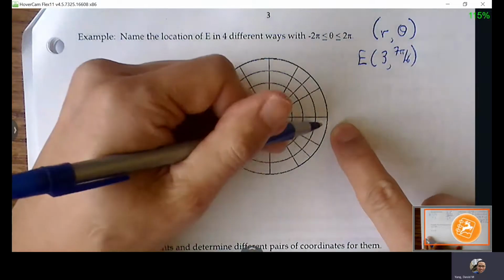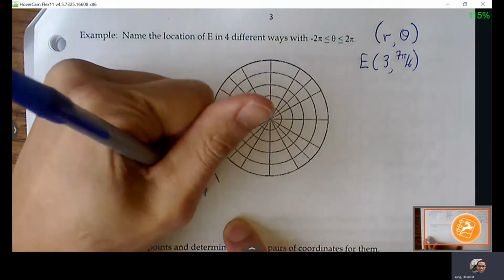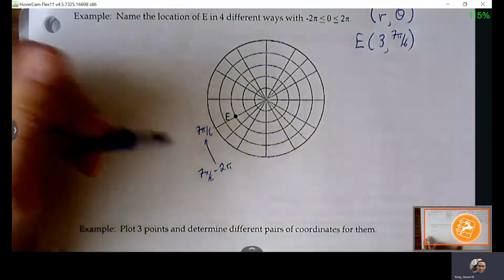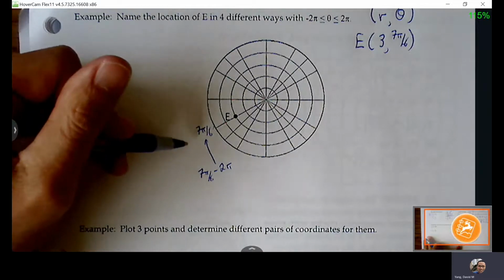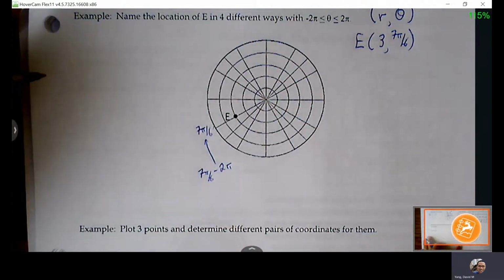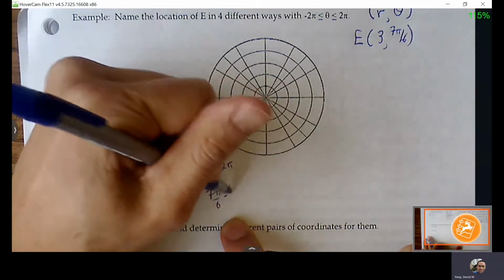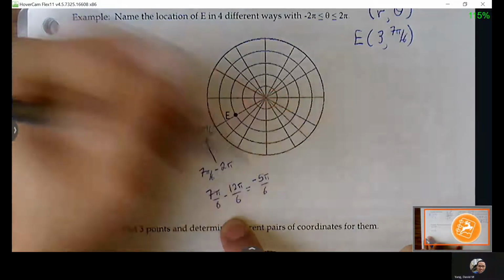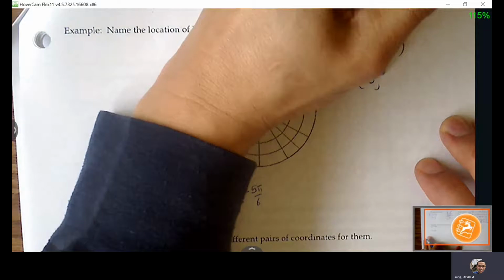So we can either think of it as, okay, I'm going negative 5 pi over 6, or you can think of this as 7 pi over 6 minus 2 pi, right? This feels more straightforward, that you're just adding or subtracting 2 pi to get another rotation in a separate direction, but getting to the same point. 7 pi over 6 minus 2 pi would be the same thing as negative 5 pi over 6. Okay. So we can also think of it as negative 5 pi over 6, 3 units out, which is still the same location, right?